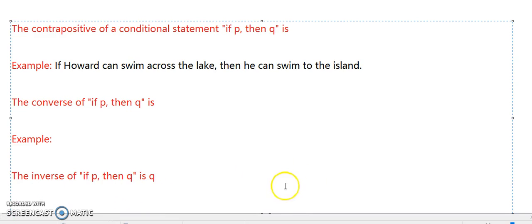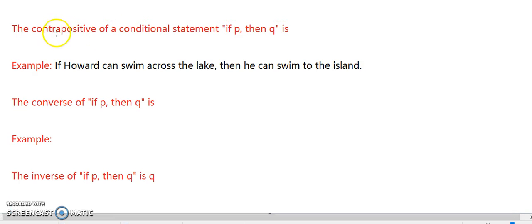Here we're going to look at some more conditional statements. So we're going to introduce three definitions. The first one, the contrapositive of a conditional statement. If we have a conditional statement, we first define what a contrapositive of a conditional statement is.